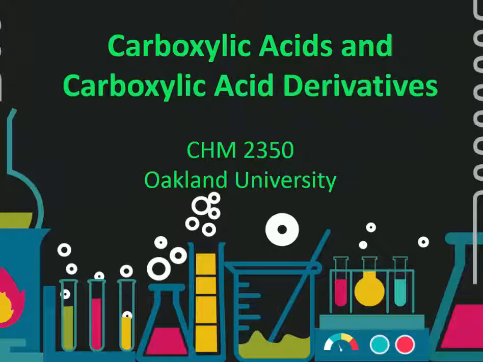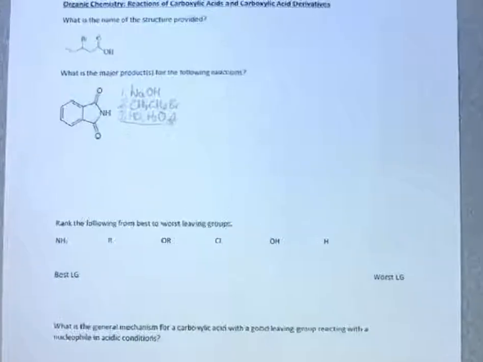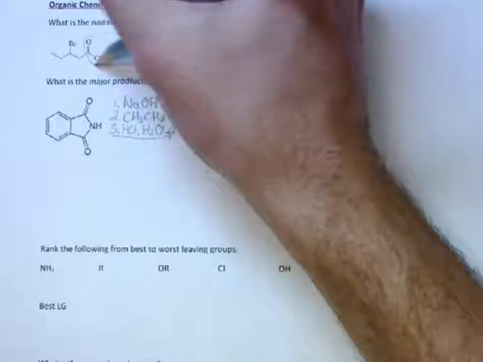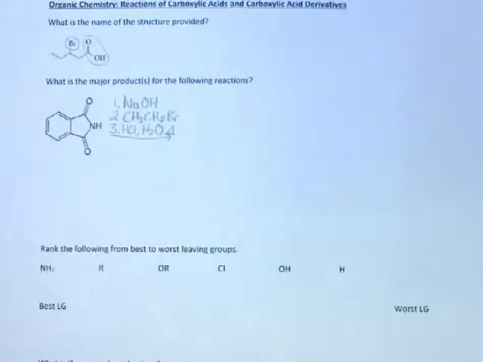In this video, we'll be talking about carboxylic acids and their derivatives. For the first question, we have to determine a name from the structure provided. In this structure, we have a carboxylic acid functional group and a bromine substituent. Our molecule is 5 carbons long.